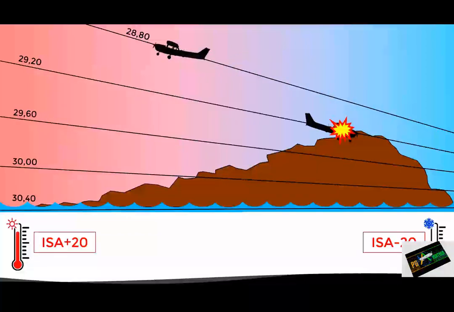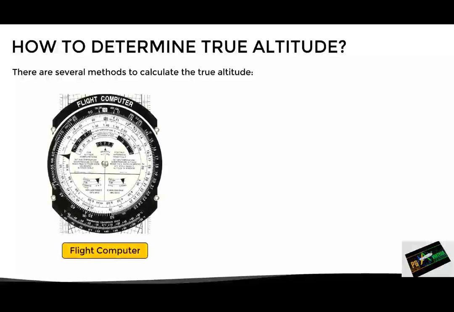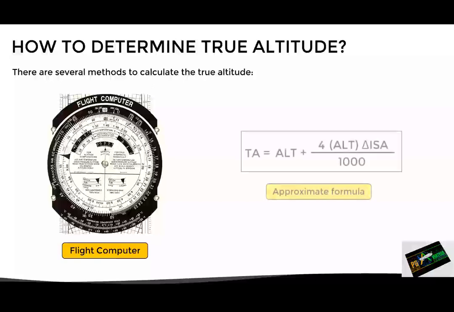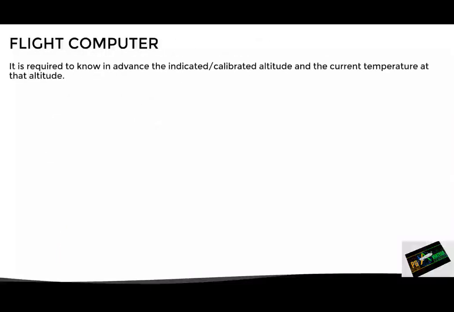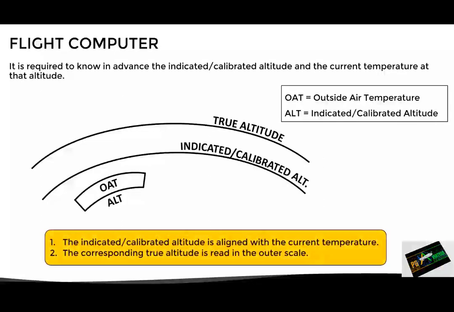Now that we have understood the effect of temperature and the concept of true altitude, let's see how it is determined. There are several methods to calculate the true altitude. We can use a flight computer, either manual or electronic. Or we can use an approximate formula. Let's see a couple of examples of how to use these methods. Let's begin with the flight computer. To use it, it is required to know in advance the indicated or calibrated altitude and the current temperature at that altitude. Then, the first step is to align the altitude with the corresponding temperature. And then, read the corresponding true altitude in the outer scale.